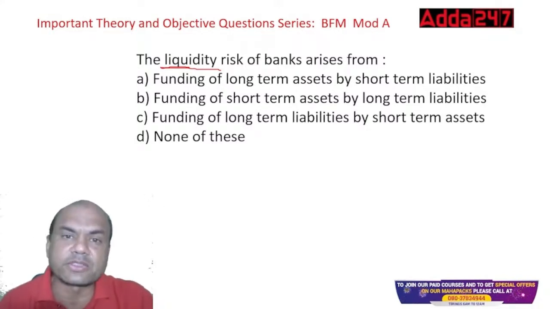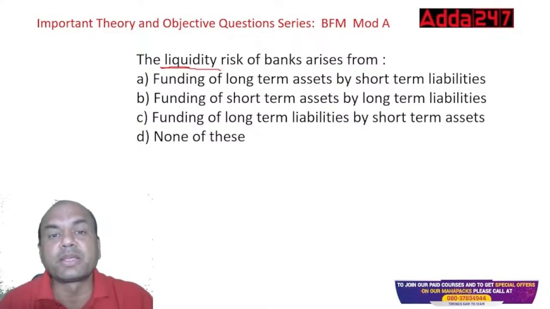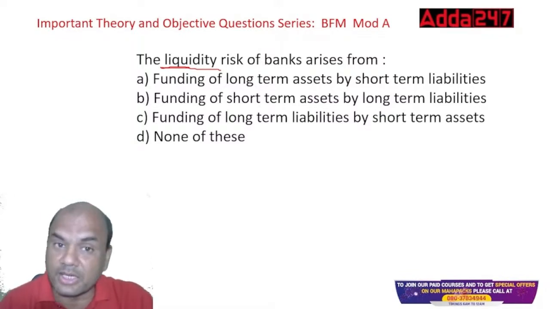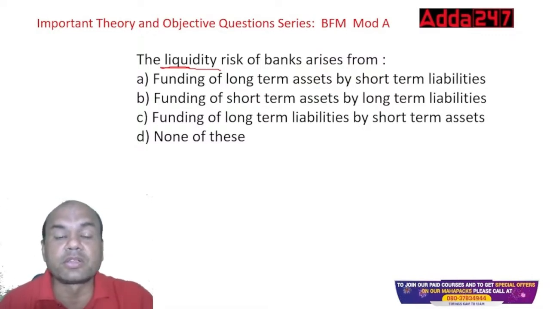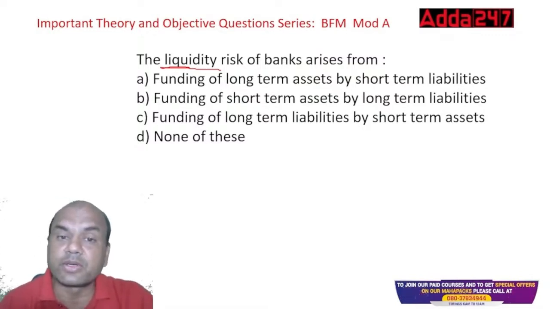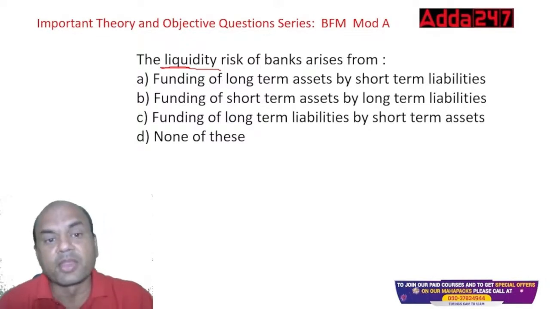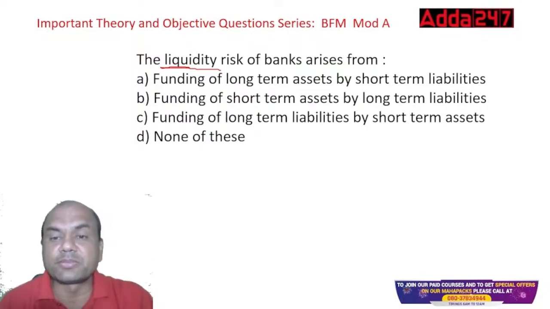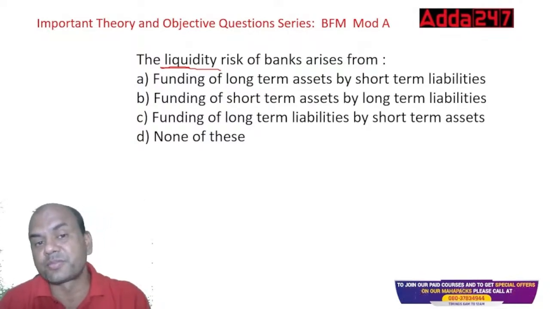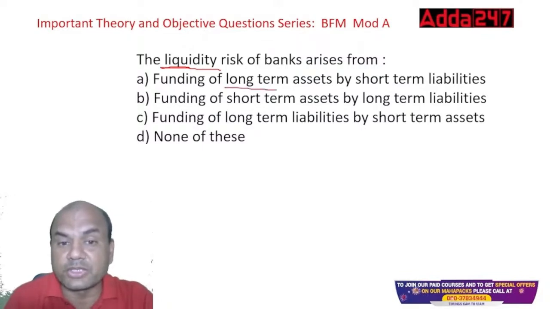Same thing about the banks also. The bank has to pay some bondholder, and at that time the bank doesn't have the money. That is a liquidity risk. If some depositor comes for withdrawal and the bank doesn't have money, that is a liquidity risk. So this liquidity risk of the bank arises from, number one, funding of long-term assets by short-term liabilities.